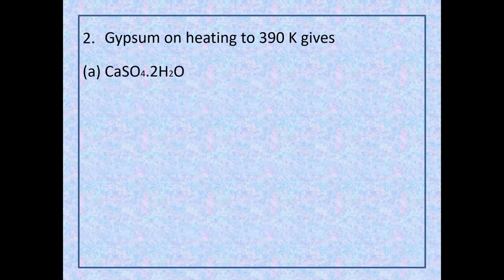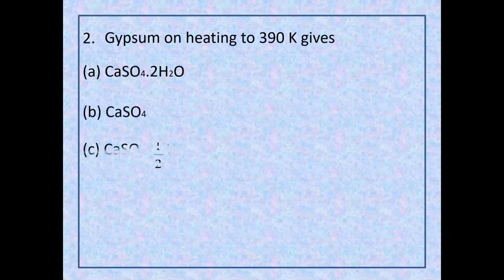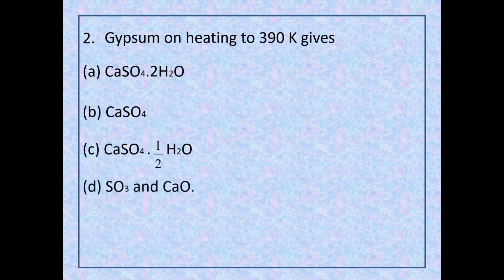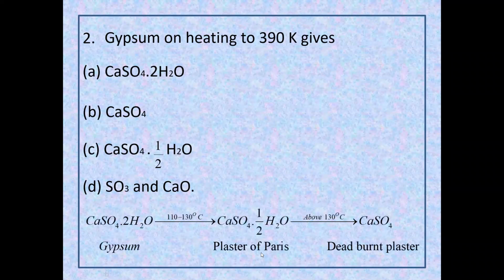Gypsum on heating to 390 Kelvin gives... what is gypsum? CaSO4.2H2O. Now when you heat it below 120 degrees Celsius, it forms POP, plaster of Paris. And if you heat it at a temperature above that, then it will form the dead burnt plaster, which is the anhydrous form of CaSO4. And this is the associated reaction.